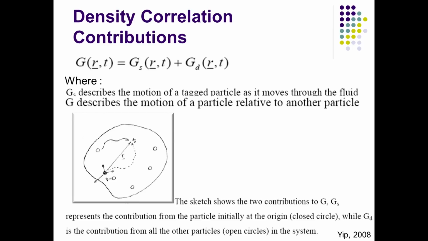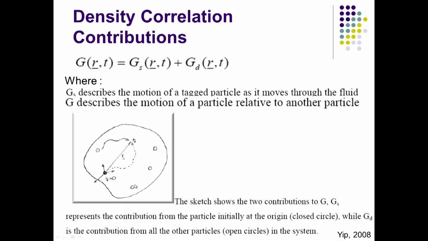So, now we are looking at the relative motion of the particle, which is called G d, which is connected with some of the density. But if you look at G s, it describes the motion of a tagged particle and how it is moving out. Then you are looking at the structure of the system, and that is where G s(r,t) and G d(r,t) are the two contributions, and you want to look at both. The summation of the two is the total density correlation function.